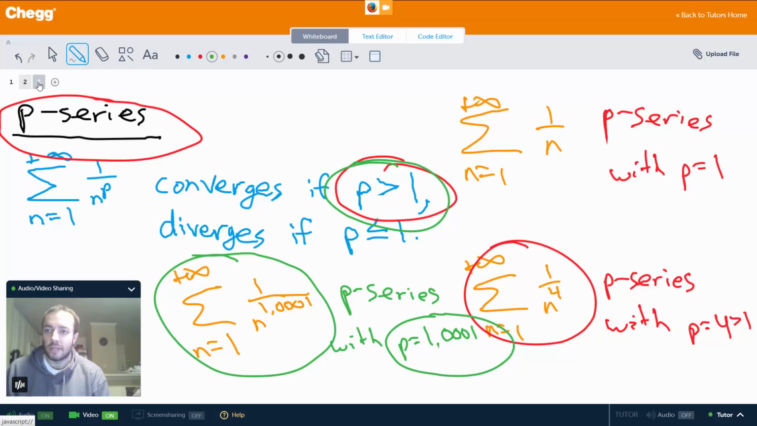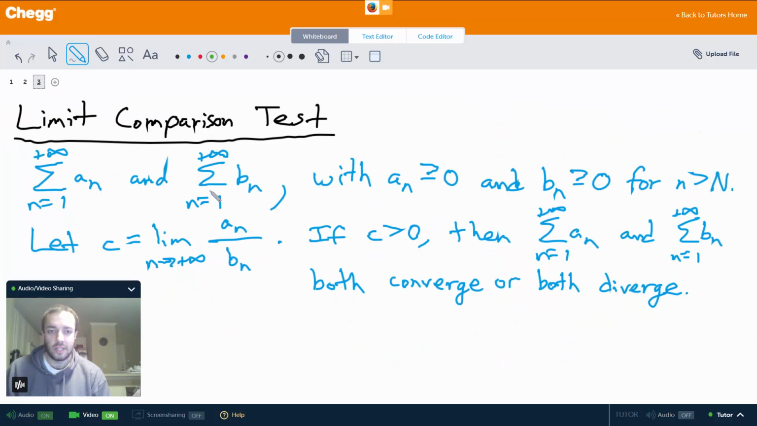And the next test that I want to talk about is the limit comparison test. So a lot of stuff going on here. But using this test is actually not too bad. It's just kind of verbose when we talk about what it actually says. So we have the sum from n equals 1 to positive infinity of a sub n, and the sum from n equals 1 to positive infinity of b sub n. And the terms here, a sub n and b sub n, they're greater than or equal to 0 for all n greater than capital N.